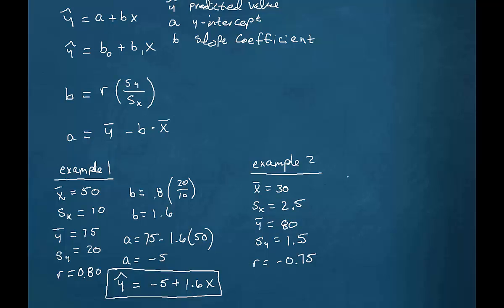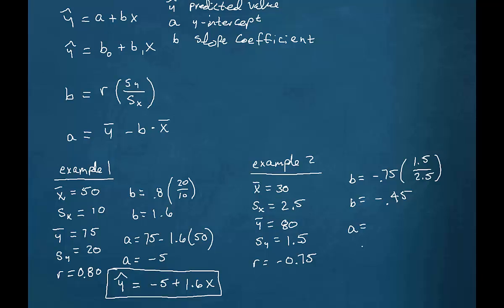Let's look at example 2. Our slope coefficient b would be calculated by multiplying r, which is minus 0.75, times the standard deviation for the y values, 1.5, divided by the standard deviation for the x values, 2.5. And b is then going to be minus 0.45.